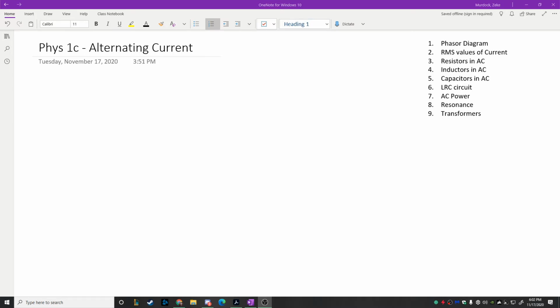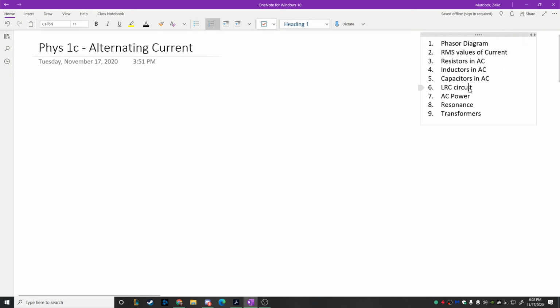and then we'll kind of go through talking about what happens when you put each of the individual components, like a resistor, an inductor, or a capacitor, into an AC circuit. And then we'll talk about what happens when you put them all together into an LRC circuit, and then talk about power, resonance, and transformers. We probably won't get to these last two topics, but we'll talk about those on Thursday night. But the rest of the stuff we should be able to get through.